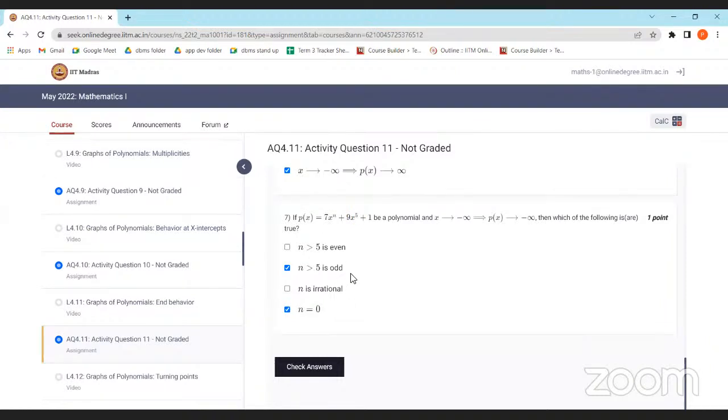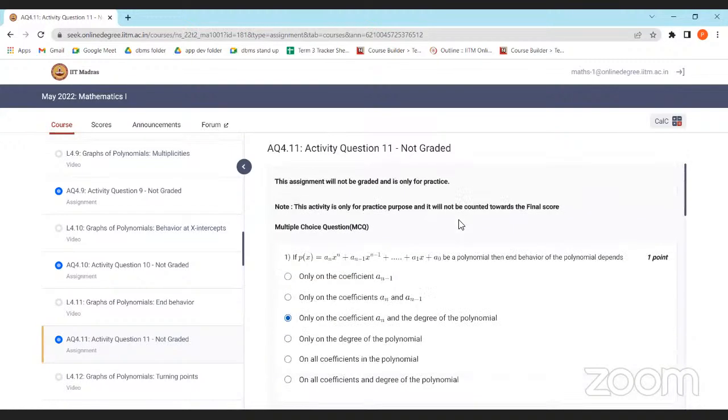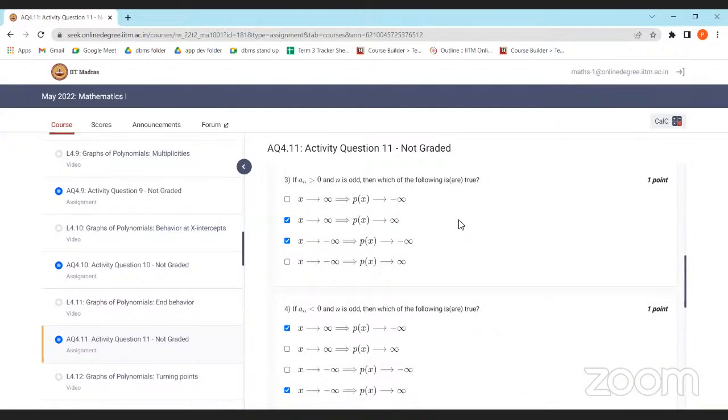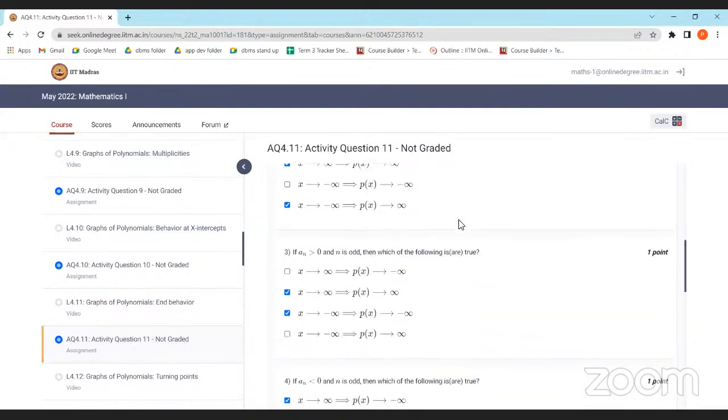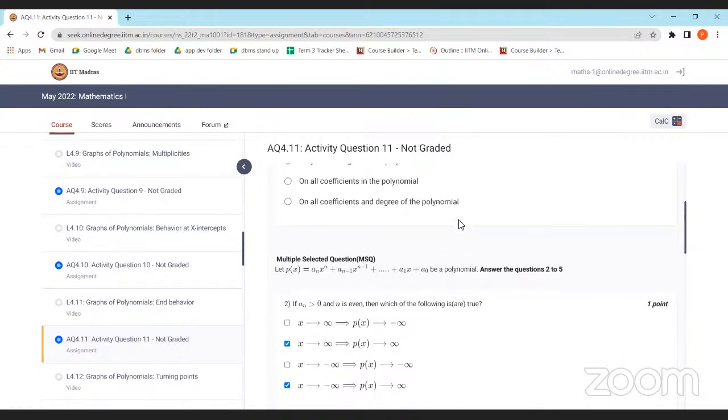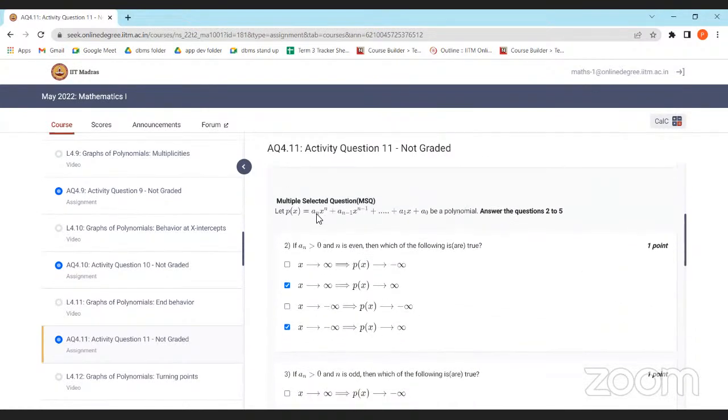Student: Please explain again, I do not understand. It is the end behavior. This general expression is given here. Just look at this expression term. If a_n is positive and n is even, then if x tends to infinity, p of x will also tend to infinity. And even if x tends to minus infinity, p of x will still tend to infinity.